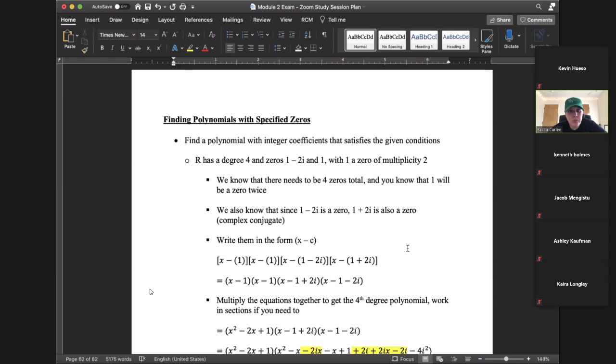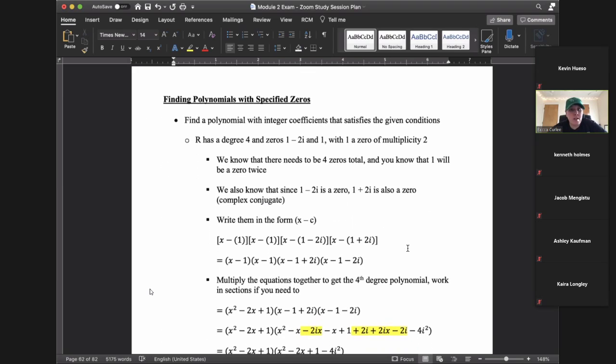Finding polynomials with specified zeros. Find a polynomial with integer coefficients that satisfies the given conditions. R has a degree of 4, and zeros 1 minus 2i and 1, with 1 a zero of multiplicity 2.